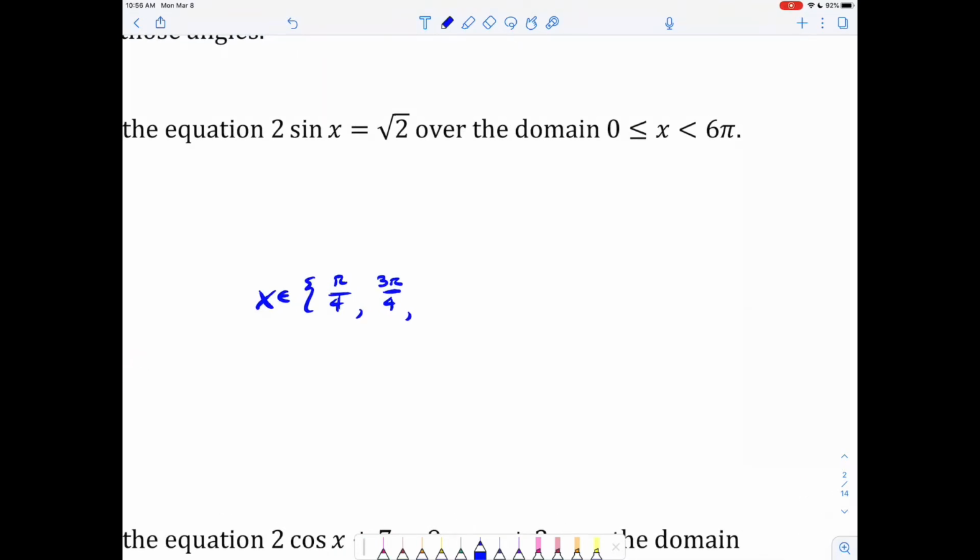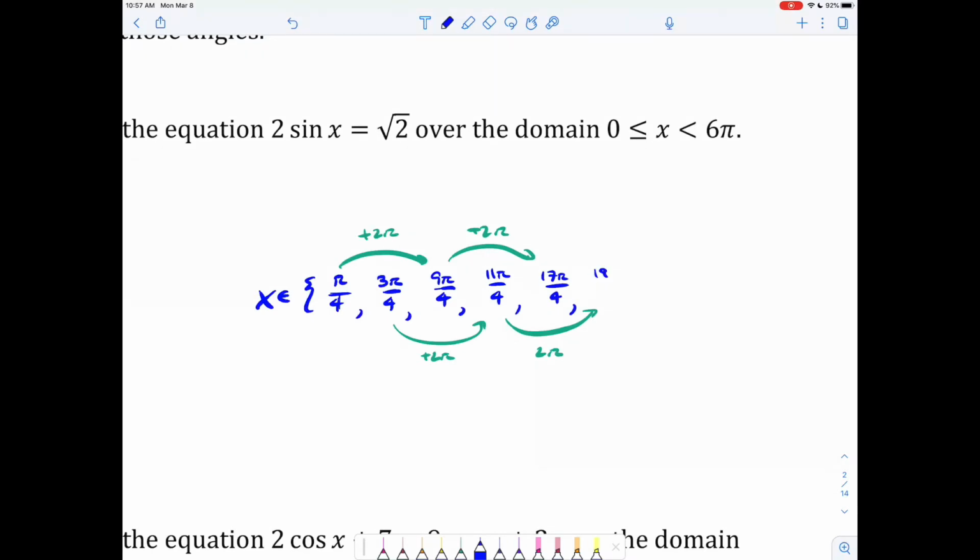So I'm going to add things. So I'm going to take this, I'm going to add 2 pi, which would be 8 pi over 4. So that is 9 pi over 4 for the angle. And similarly, I'm going to add 8 pi over 4 to this, which will get me 11 pi over 4. And I can keep doing this. I can keep adding 2 pi and see where it gets me. That'll be 17 pi over 4. And this one would be 19 pi over 4.